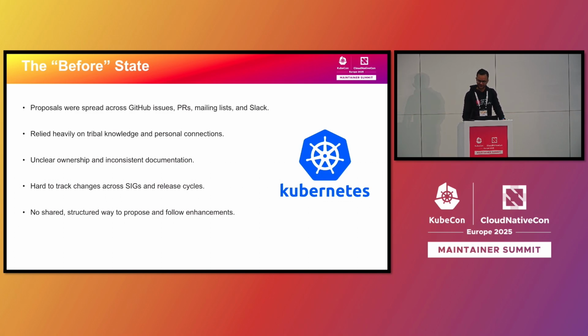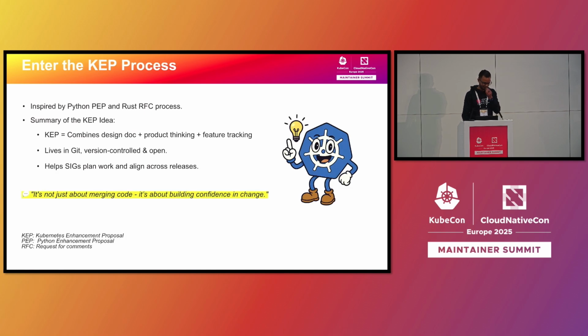So what did we do? We enter the KEP process. As much as I would like to say we invented this process, it was not true. We were inspired by processes that were already defined. We took inspiration from Python's PEP, the Python Enhancement Proposal, and the process for Rust, that is Request for Comments. A further benefit is that the skills are transferable. If you know an enhancement process in one project, it is, in theory, easier to understand the enhancement process for another open source project.